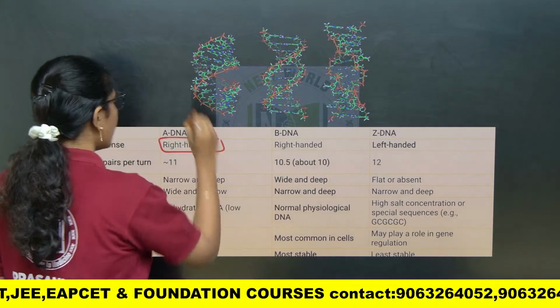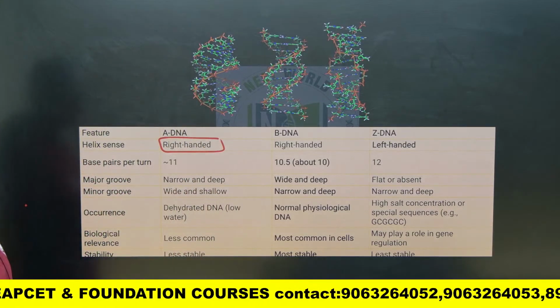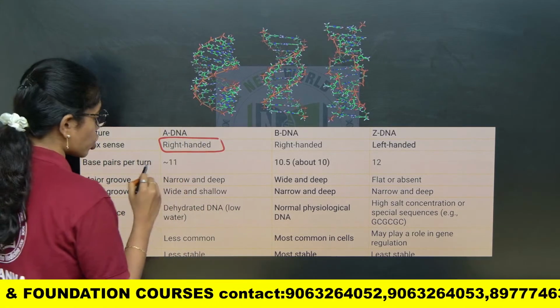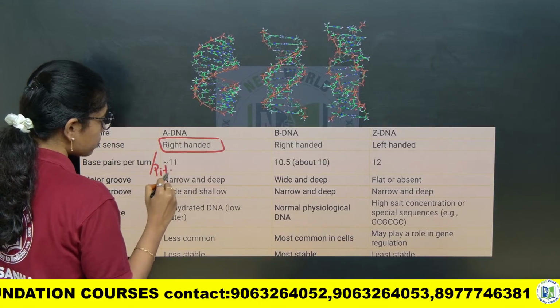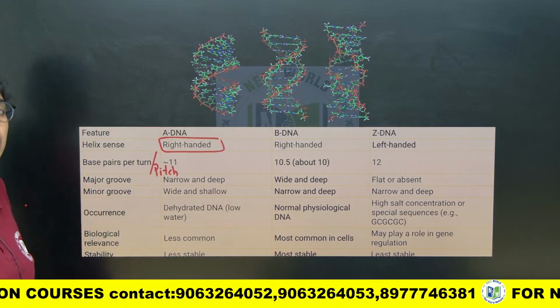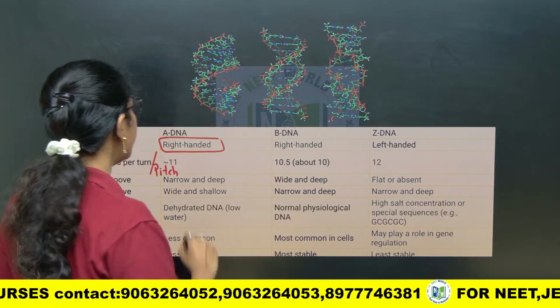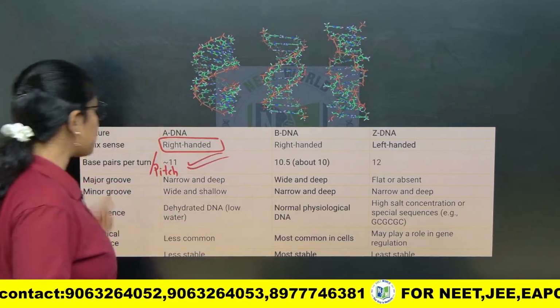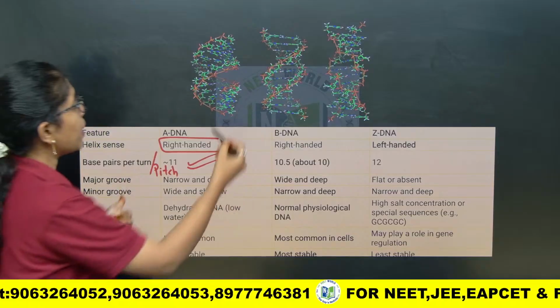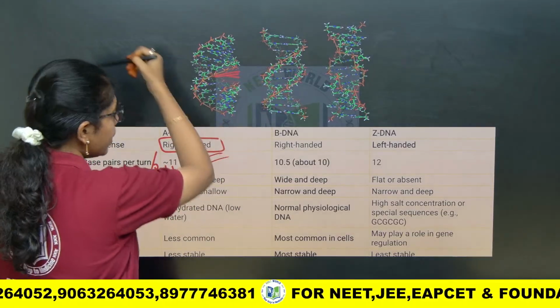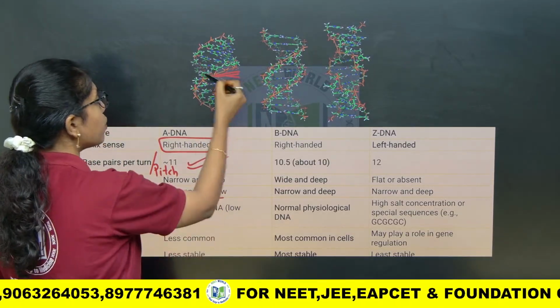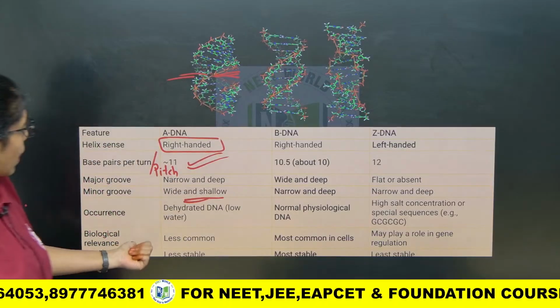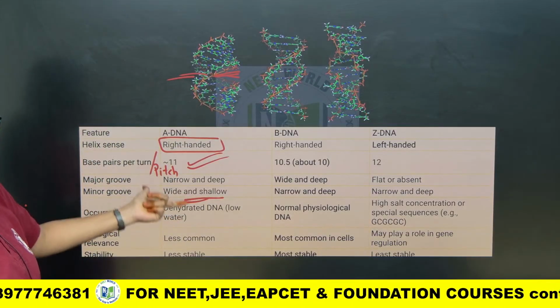Right-handed helix. And the number of base pairs per pitch, or you can say per turn, will be 11 base pairs. And the major groove is narrow and deep, and the minor groove is what? Wide and shallow. And occurrence, where do you see A type of DNA?